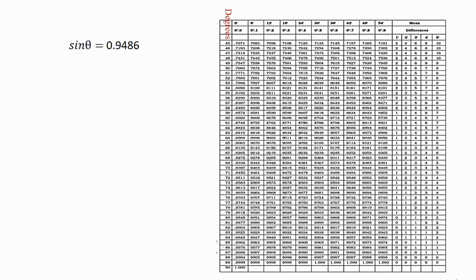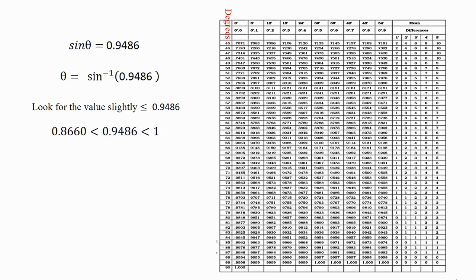Now let's have one more example. Sine theta is equal to 0.9486. Now theta is equal to sine inverse 0.9486. Look for the value slightly less than or equal to 0.9486. Now student, why do we have to choose a value less than or equal to 0.9486? Because we have to add mean difference. So the choice of the first angle should be such that when you add mean difference to that, it gives you your required angle.